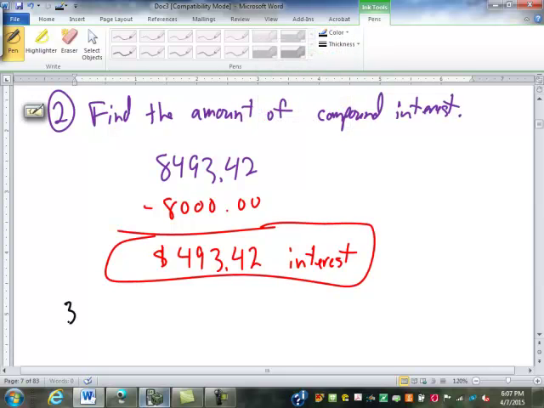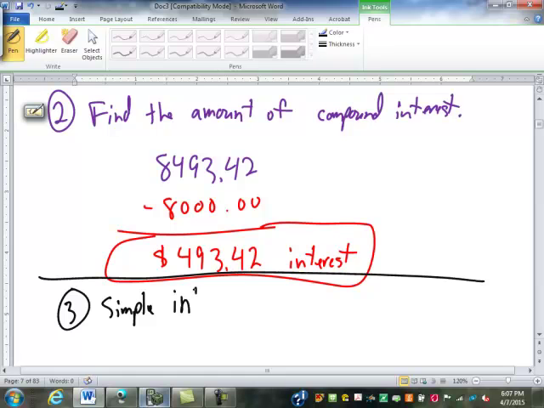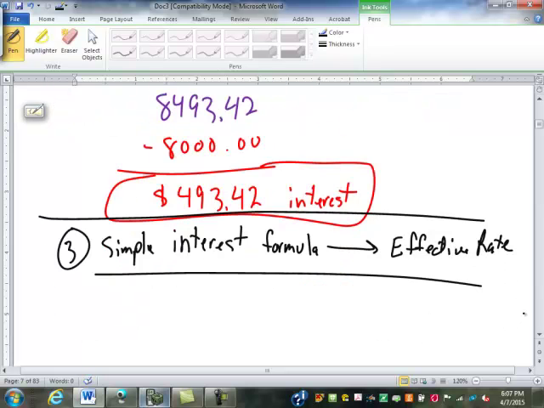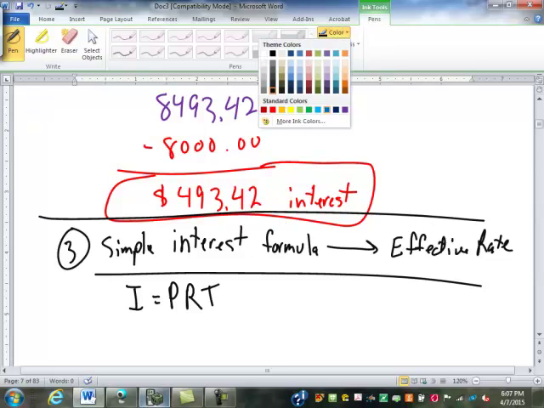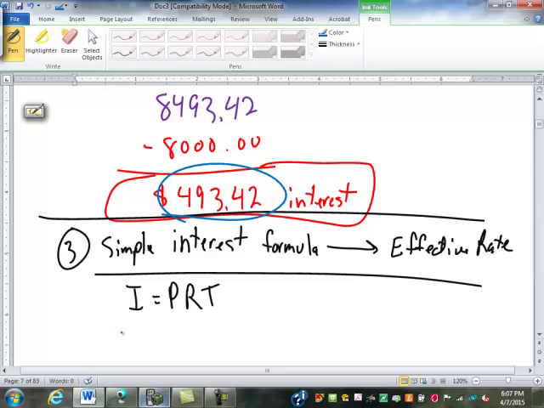Step three. Back to the simple interest formula to find the effective rate. So I equals PRT, where we know that the interest is $493.42. The principal was $8,000. The rate is what we're looking for. Our time was 1 year. Very good.